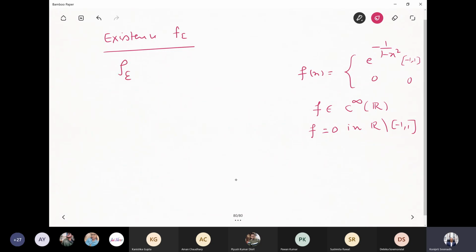Okay, so you define now a sequence rho epsilon. So rho epsilon of x equals 1 by epsilon into f of x by epsilon. Okay, so you also multiply by a constant here, C, such that the integral of f is 1. So you write the integral of this, and then there will be a constant. So choose the constant so that this integral is 1. Then these integrals are all going to be 1.